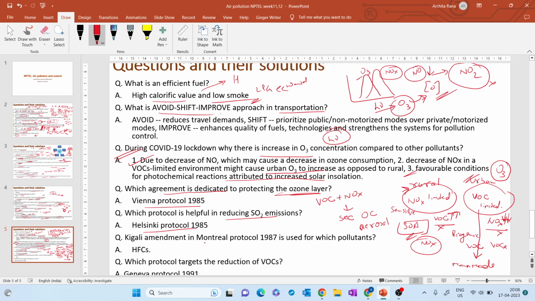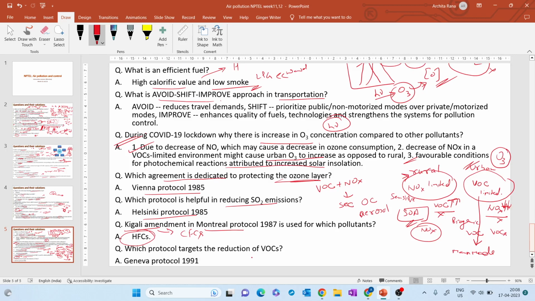And the Montreal Protocol is actually a part of Vienna itself. And there is something called the Kigali Amendment, which was made because initially the ban was only on CFCs, which is chlorofluorocarbons. But in 1987 another amendment was made to reduce even the hydrofluorocarbons, because even if they are less harmful than CFCs, they are still harmful for the ozone layer. And the last is for the reduction of VOC, which is the Geneva Protocol 1991.